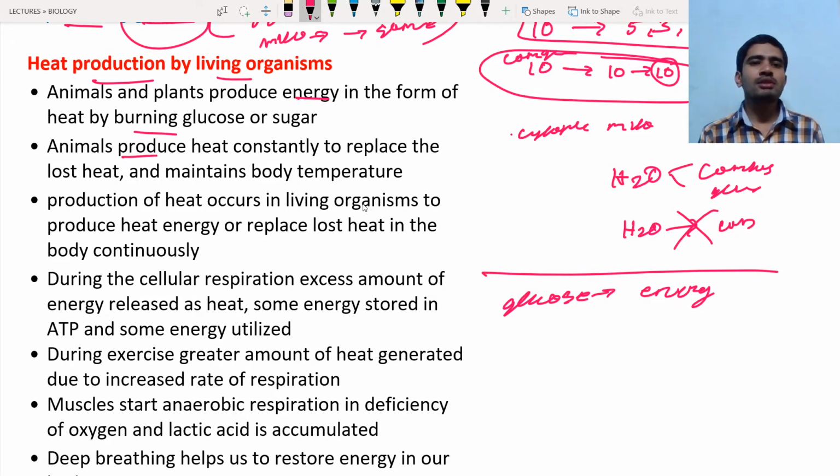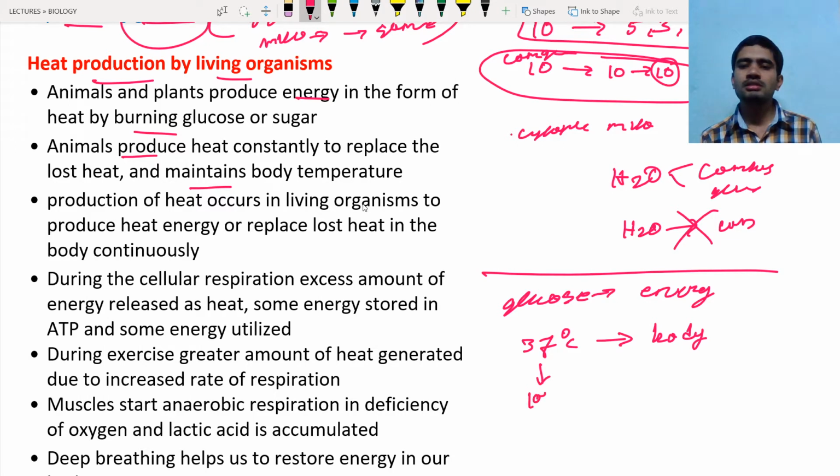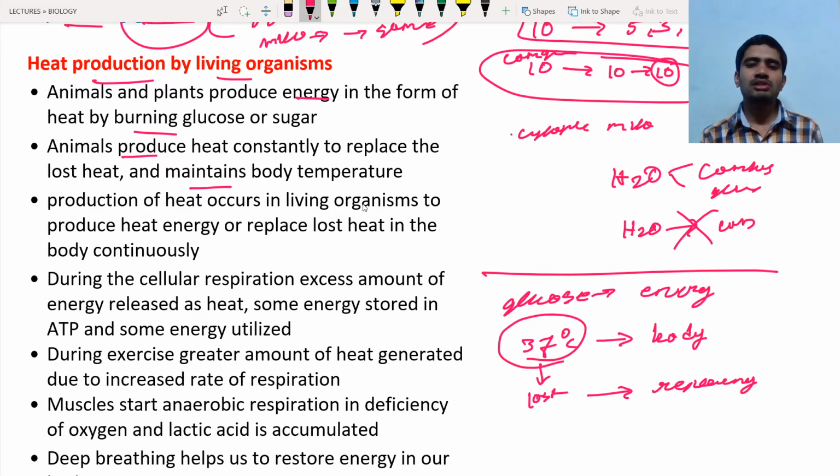Animals produce heat constantly to replace the lost heat and maintain the body temperature. This is a main important aspect. Your body is going to maintain 37 degrees Celsius. What about in the winter season? All the time this heat will be lost from your body, but your body is again replacing the temperature. All the time you are losing some amount of heat and all the time your body is maintaining the same constant temperature.